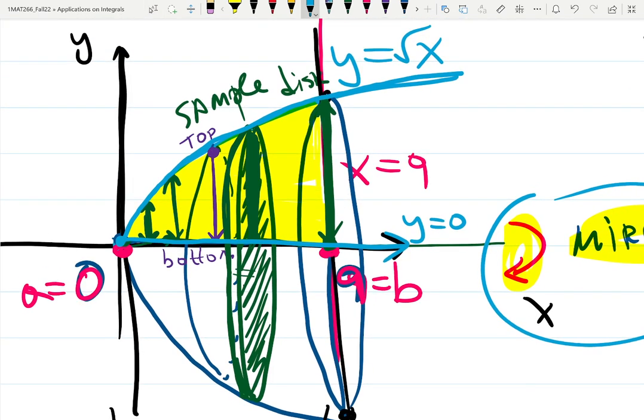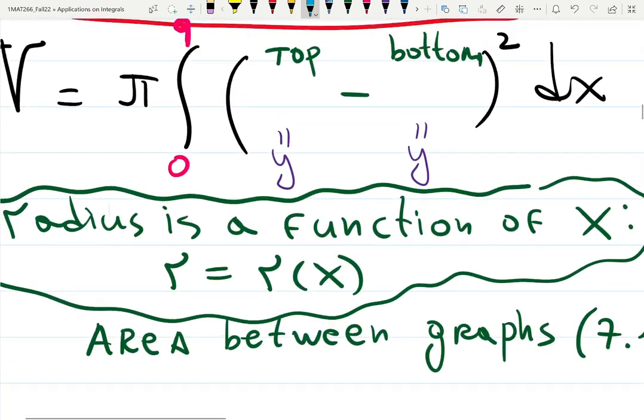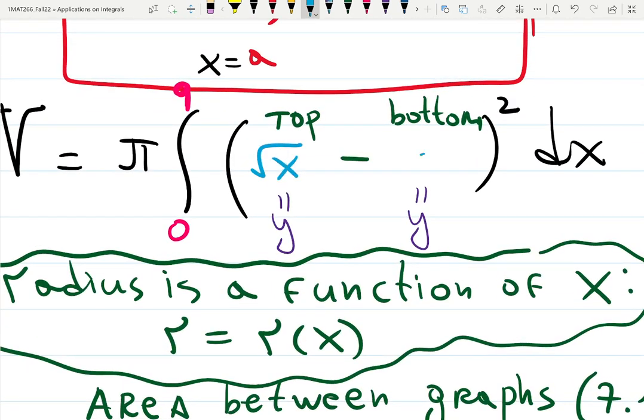Because we're going to have top minus the bottom. Top minus the bottom. Square root of x minus 0. How about the square? Why am I squaring it?